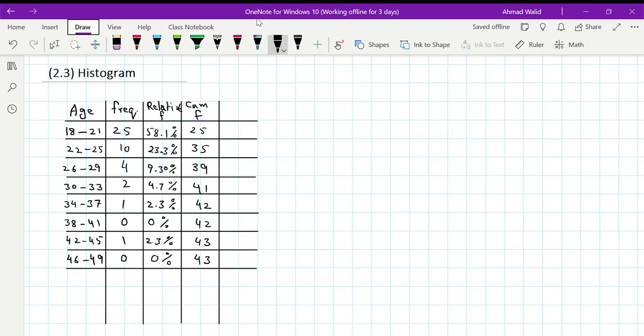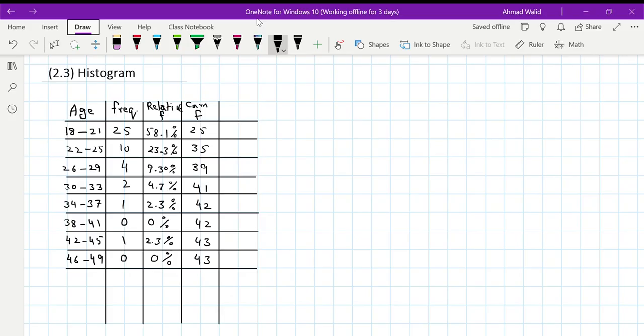Hello all, let's start section 2.3, the last section in chapter 2. In this section we will cover histogram. I will tell you what is histogram and why we are using histogram to deal with our data.